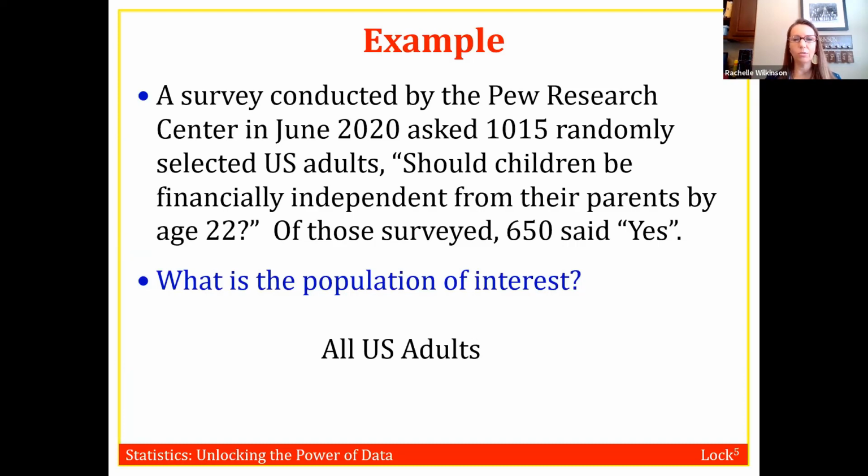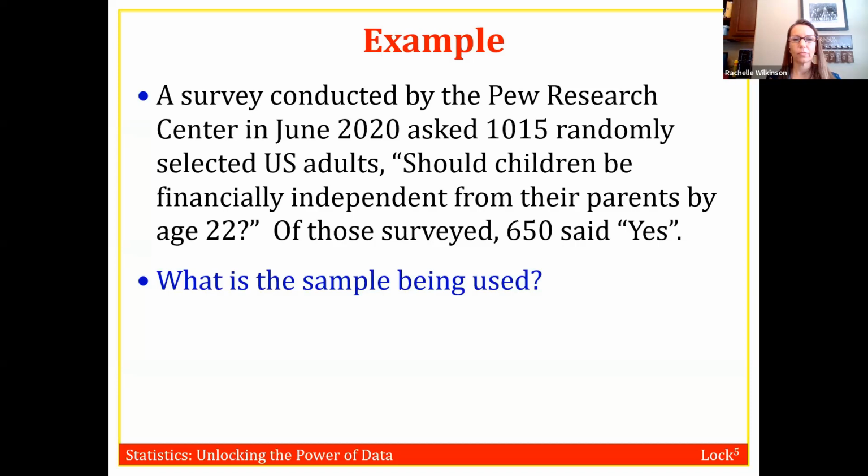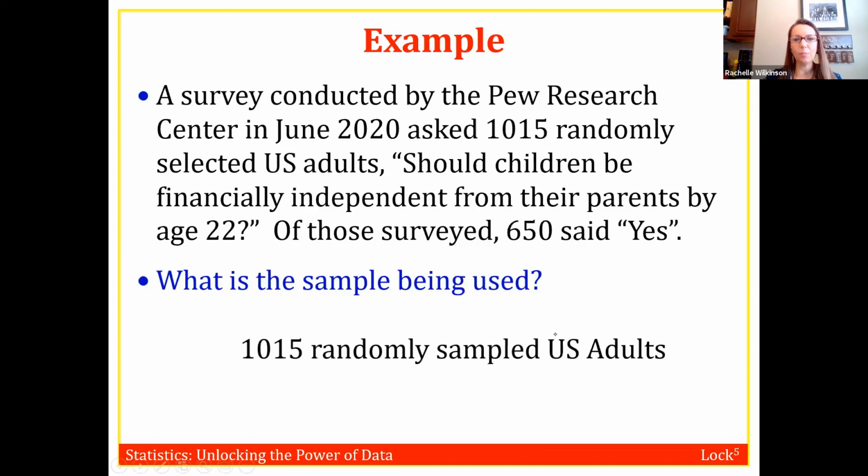So the next thing we want to know is, what is the sample? So if our population was all US adults, what's the sample? So remember, the sample is the subset of the population that we're actually measuring. All right, so in this case, the sample is going to be the 1,015 randomly selected US adults. So these are the ones that responded. We had 1,015 responses to the survey. The 650 is out of the people that responded, the people that said yes to the question. So the sample itself is everybody we asked, not just the people that answered yes to the question.